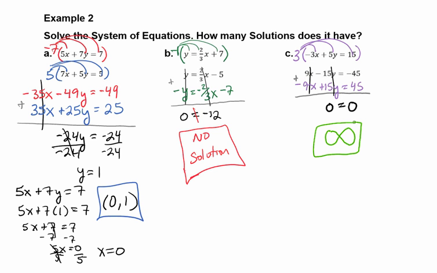So as we've seen from the last few examples we've done, it is possible to have no solution, infinitely many solutions, or just one solution when we're dealing with a system of linear equations.